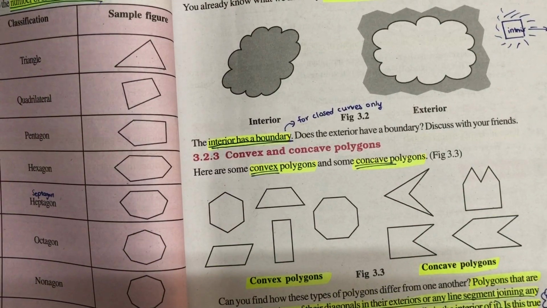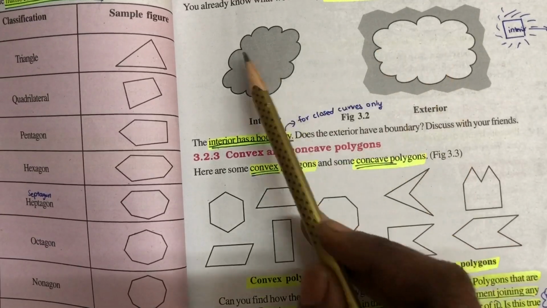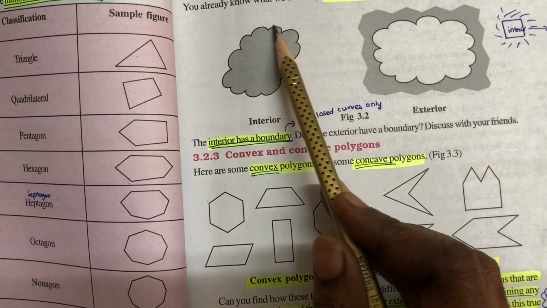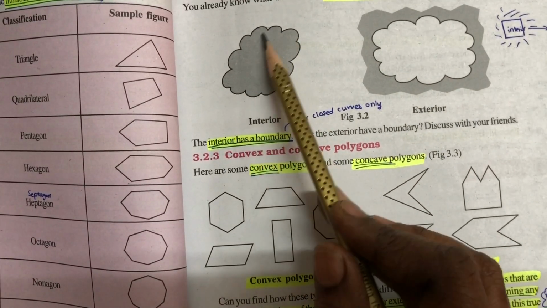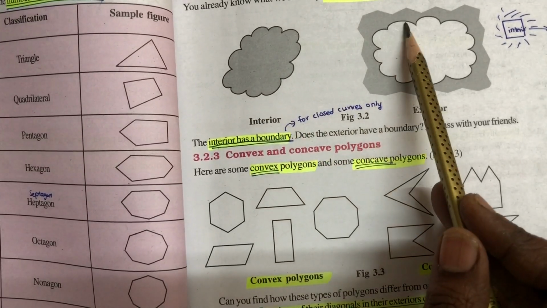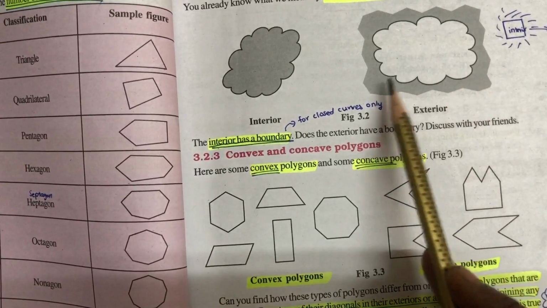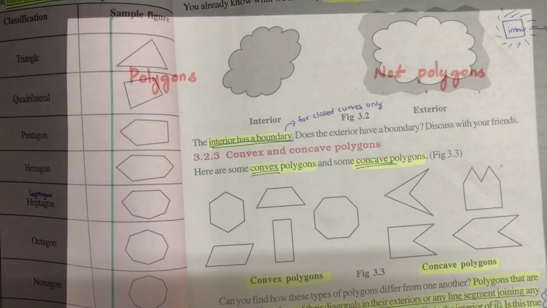Also, it is very important to know what is the interior and exterior of a closed curve. See, this is the closed curve, right? Inside this figure is called the interior of the closed curve. Outside of this figure is called the exterior of the closed curve, right?